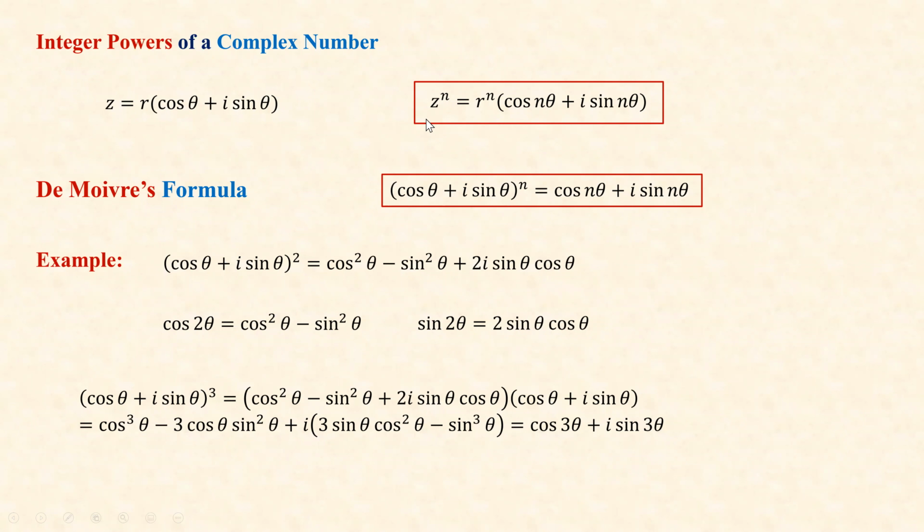And then apart from this, it gives us another useful piece of information: cosine theta plus i sine theta to the power n becomes cosine of n theta plus i sine of n theta. That is called the De Moivre formula, and this can be used to find the sine and cosine of multiples of theta in terms of sine theta and cosine theta, which is very interesting.